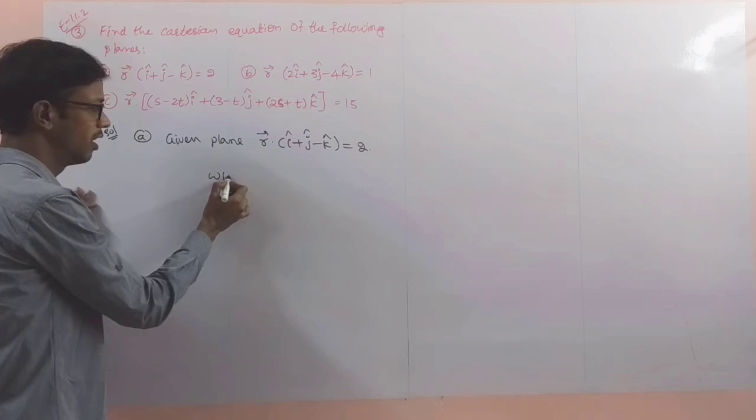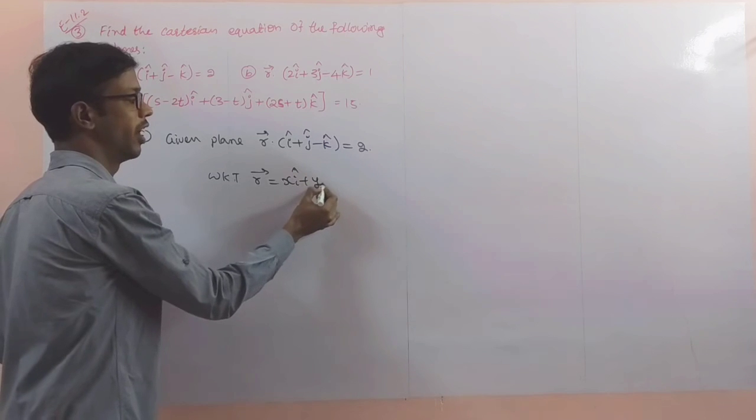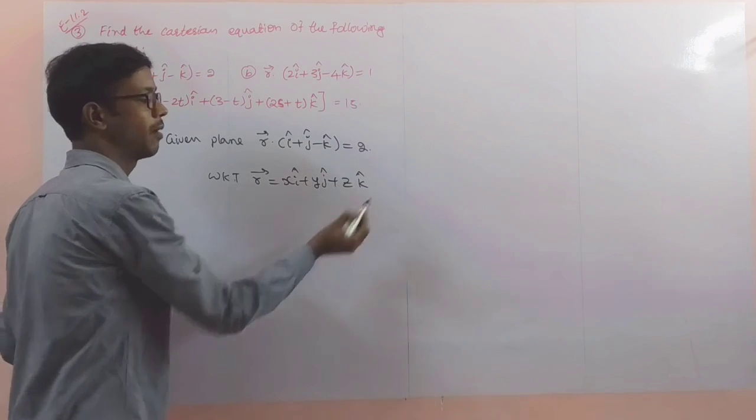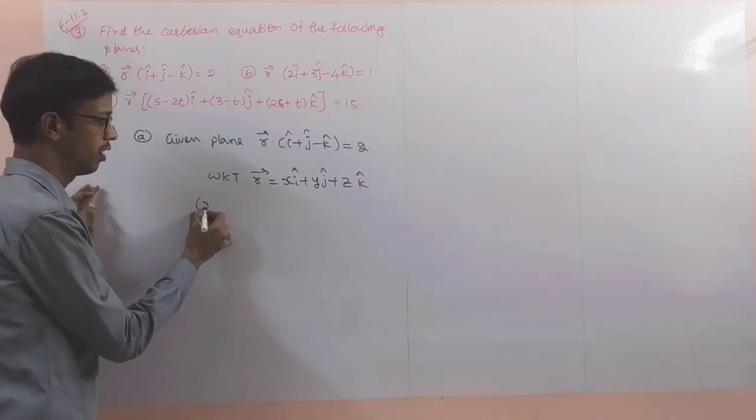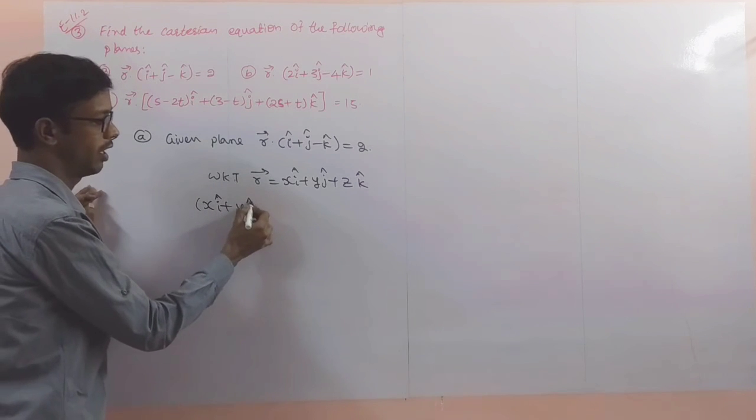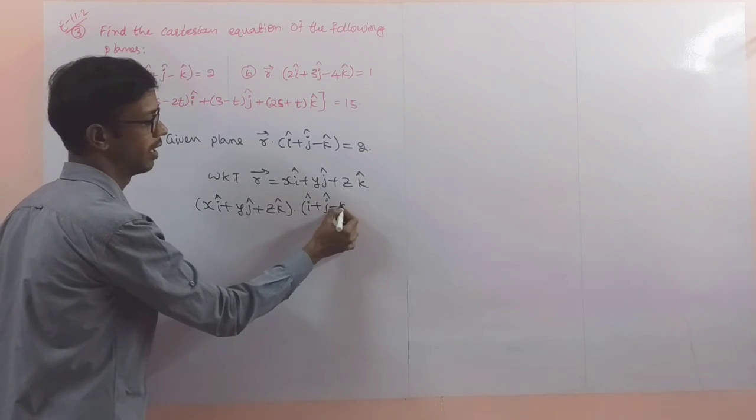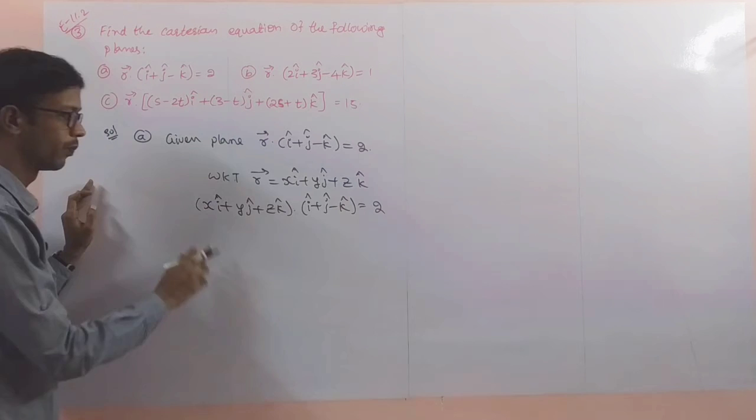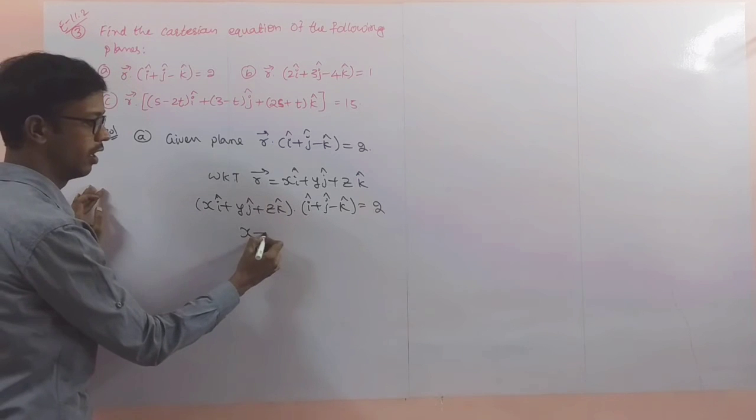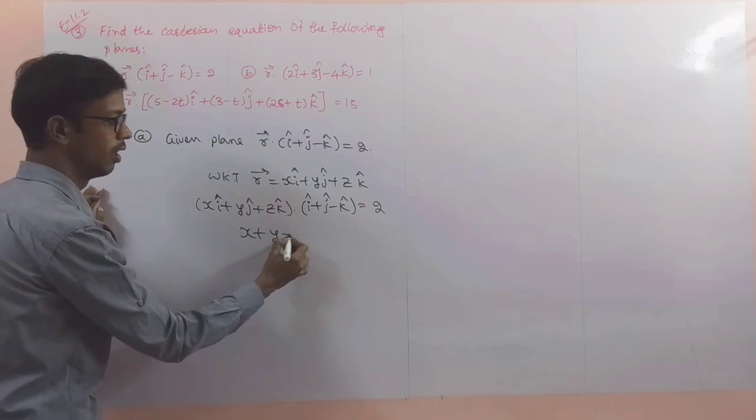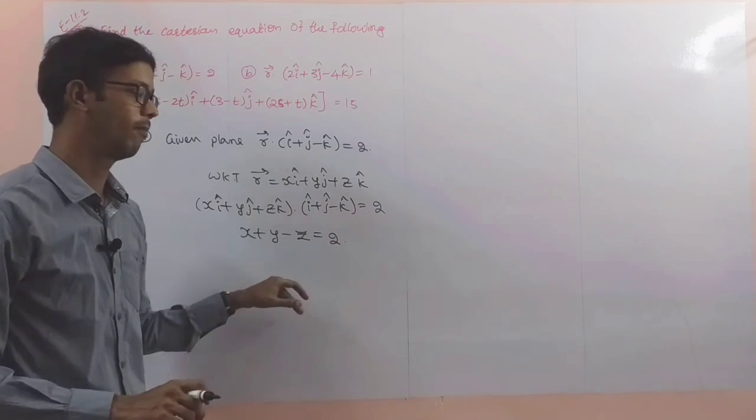We know that, just here, a very simple problem. r bar equal to x i cap plus y j cap plus z k cap. This is the arbitrary point, so that's why the position vector is that value; substitute it. x i cap plus y j cap plus z k cap dot product with i cap plus j cap minus k cap equal to 2. Dot product means corresponding elements multiplication. So x, y dot 1 is y, z dot minus 1 is minus z, equal to 2. This is a Cartesian equation of a plane.